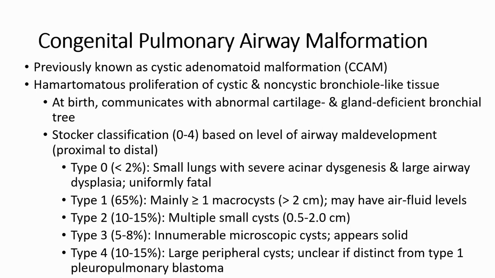Type 1 presents in about 65%, mainly with more than one macrocyst. The size is more than 2 cm, and may have air-fluid levels. Type 2 is present in around 10 to 15% with multiple small cysts, the size from 0.5 to 2 cm. Type 3 presents in around 5 to 8%, with innumerable microscopic cysts, appearing solid. And type 4 presents in around 10 to 15%, with large peripheral cysts, unclear if distinct from type 1 pleuropulmonary blastoma.